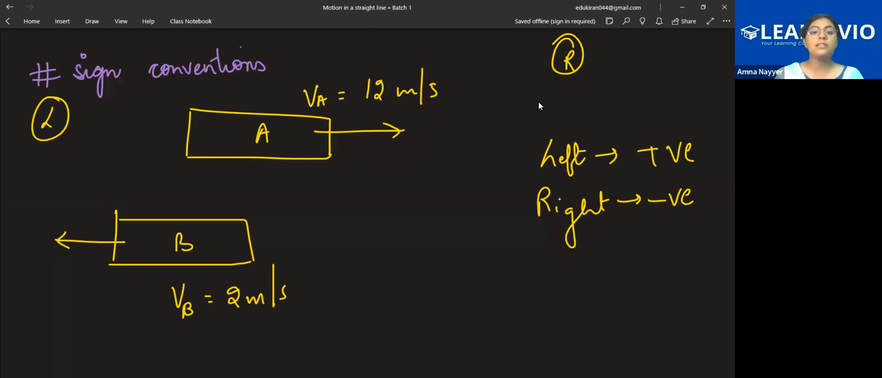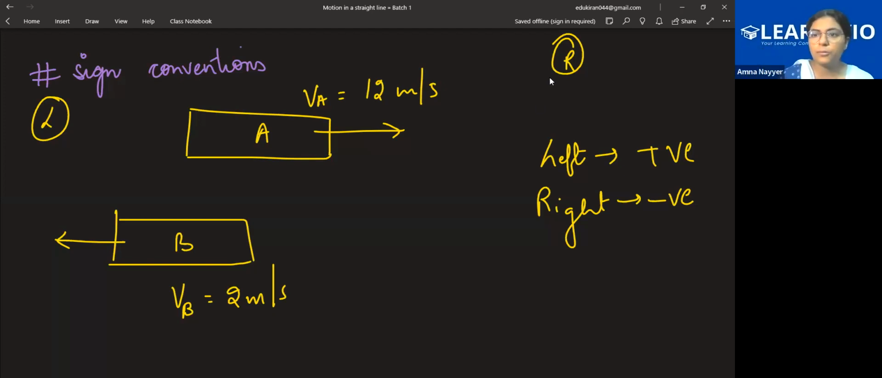Now suppose the answer is towards the left. Left or right will be fixed. The magnitude would be the same and the direction would be the same. Suppose the answer is, let's say, 10 meter per second towards the left. I'm just randomly giving you data. Everybody would get 10 meter per second, no doubt. Those who have taken left as positive will get their answer as plus, and those who have taken left as negative will get minus. We get the same answer, it's just that our sign conventions are different.